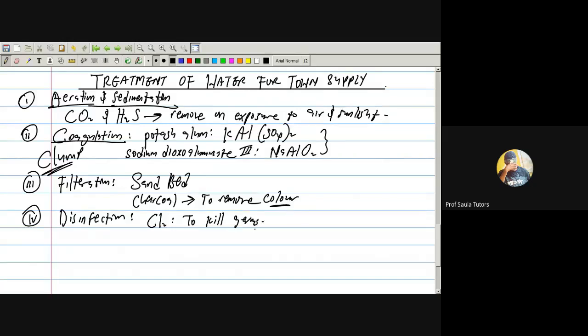It has to be in calculated amount. Yes, it has to be in calculated amount. If not, it could be dangerous. Chlorine is dangerous. Yes, very dangerous. Good. So we add chlorine to kill germs.